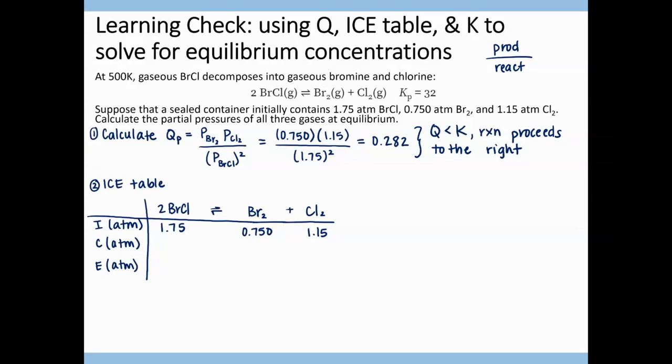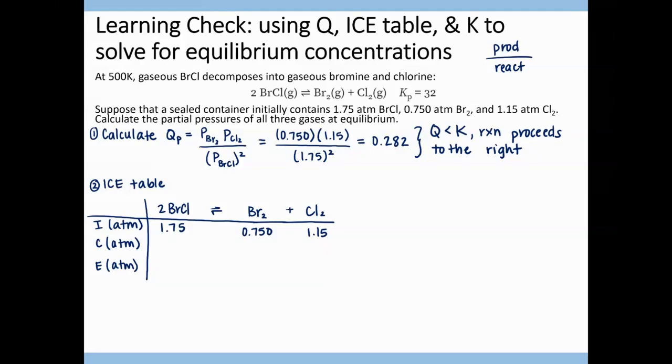Okay, for the change of BrCl, what do you all think? What should I put here? Minus 2x. Why minus 2x? Someone else, why is it minus 2x here? It'll proceed to the right, so that means we're using up BrCl.